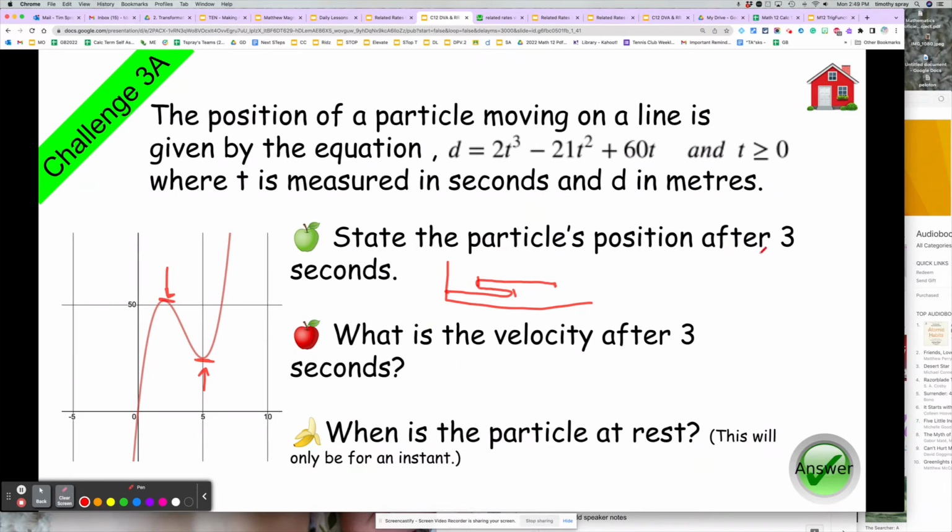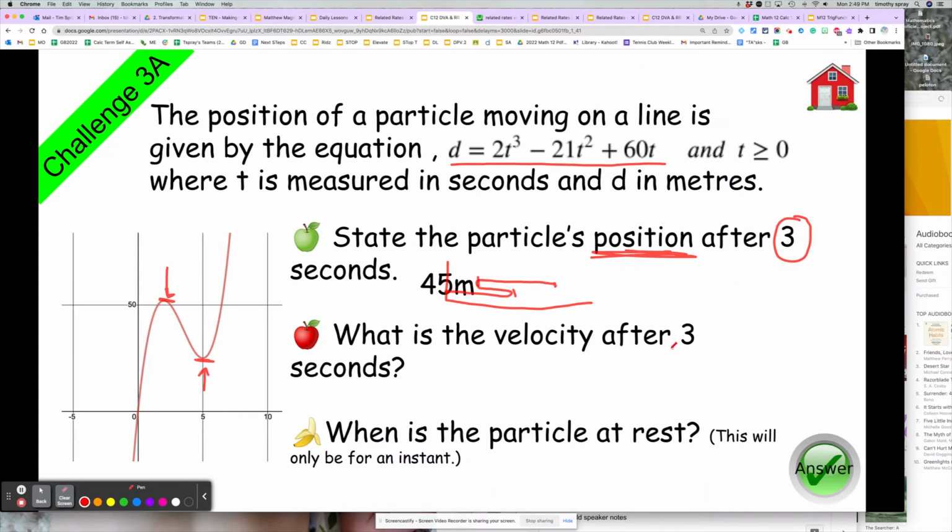Okay, state the particle's position after 3 seconds. So the position here, of course, is asking for position. That's a key word. So this is a position time graph. So where is the thing in relation to time? So we're going to simply put 3 in there. And when we do that, we'll put 3 in for t and calculate, and we're going to get 45.